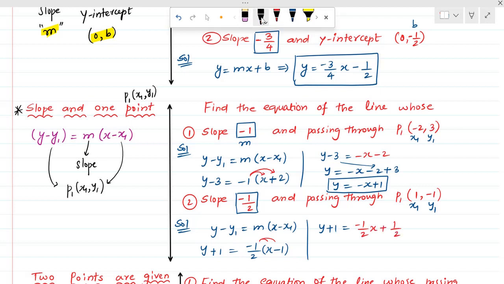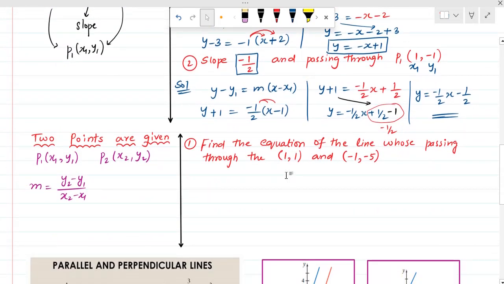The next step is to move this one to that side. It becomes y equals minus half x plus half, and then the plus 1 becomes minus 1. Now what is the simplification of this part? It is minus half. So I write the final answer as y equals minus half x minus half. This is the equation of the line.